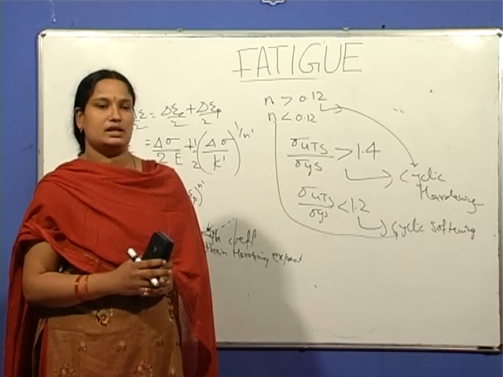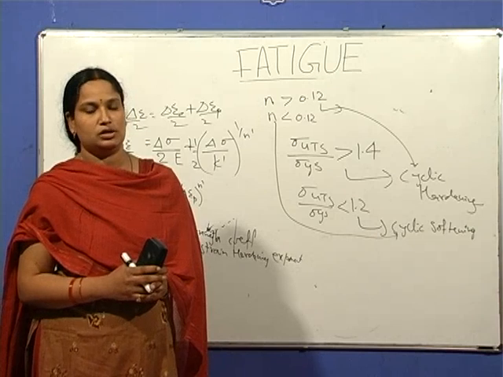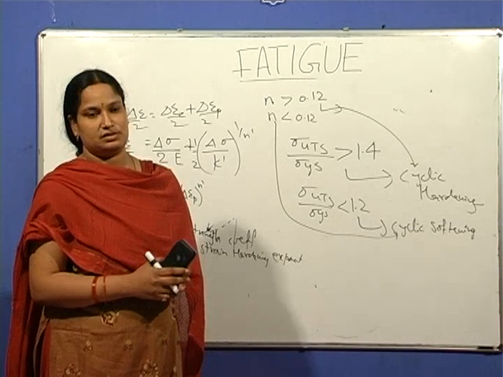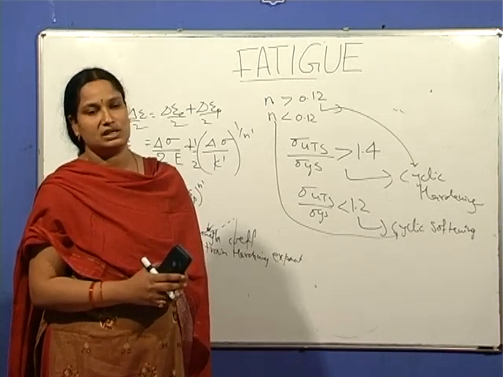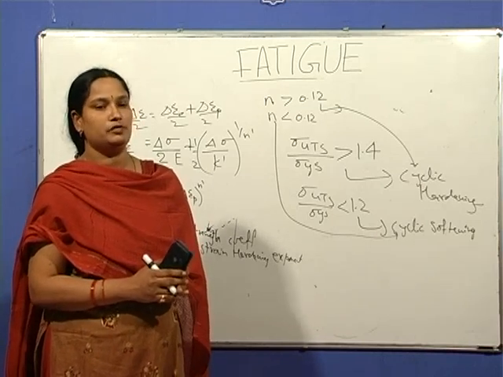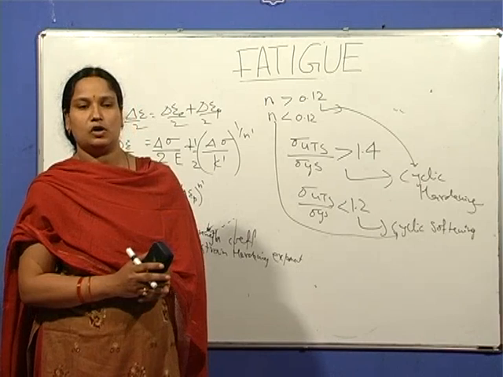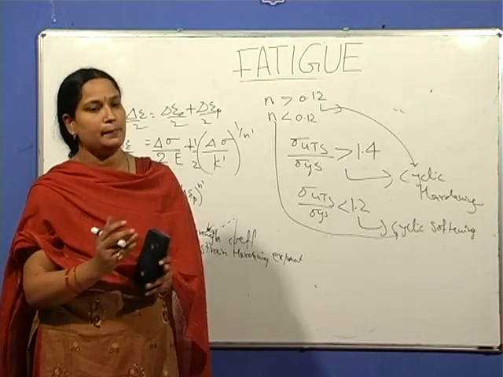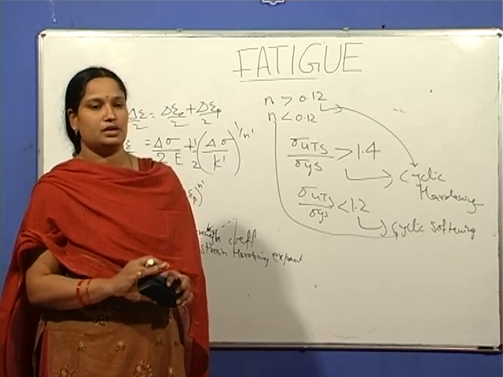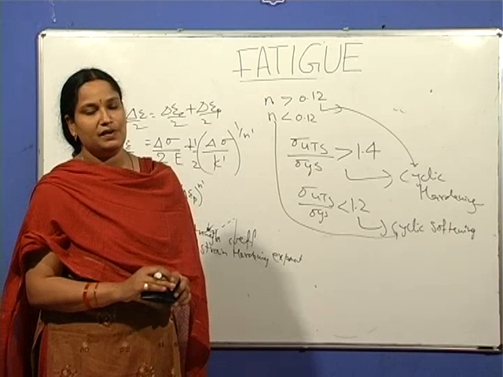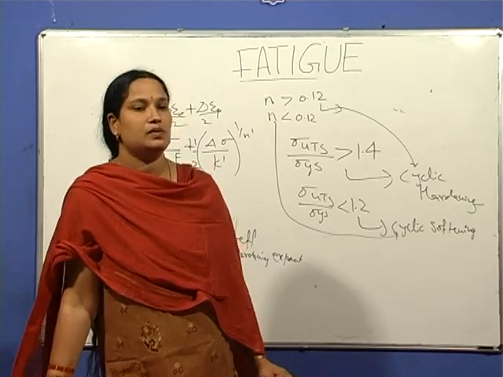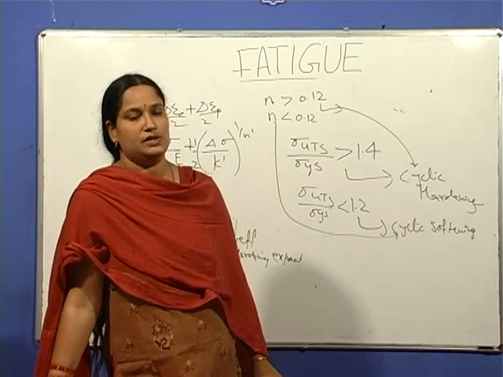So, low cycle fatigue is a plot of log coordinates of plastic strain range versus number of cycles to failure, where the number of cycles to failure is less than 10 to the power of 5. When a log plot of plastic strain range versus number of cycles to failure is plotted, it results in a straight line. The equation is given by the Coffin-Manson equation, whereas in the case of high cycle fatigue, the equation is given by the Basquin equation.